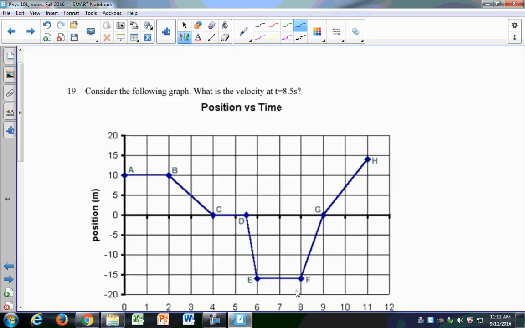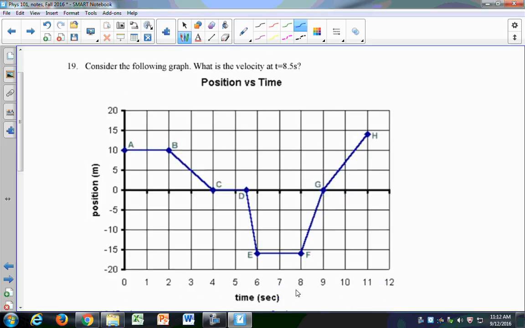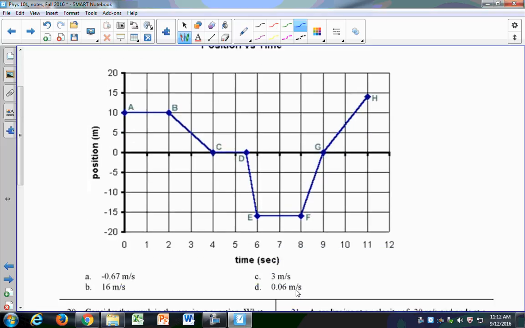Okay, this one, please. What is the velocity at t equals 8.5 seconds? When you get a graphing problem like this, the first thing you need to do is to check what is on the axes. Because depending on what's on the axes is going to tell you how you approach this problem. And as you know, sometimes you'll get, say, a velocity versus time graph. And if it's a velocity versus time graph and I ask you the velocity at t equals 7.5 seconds, then you do that a lot differently than you would this particular problem. You just read it straight off the axis.